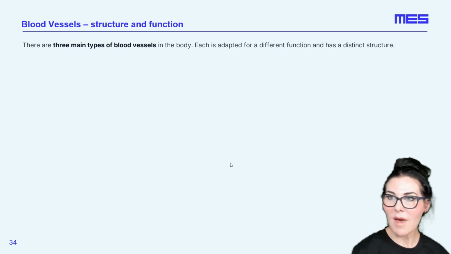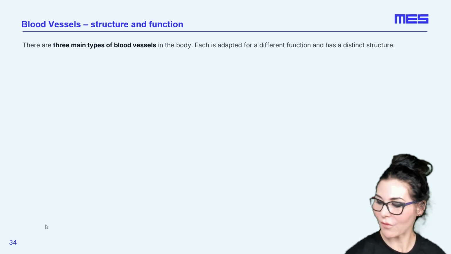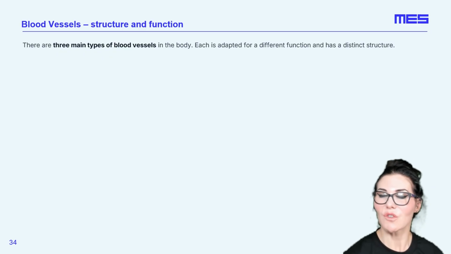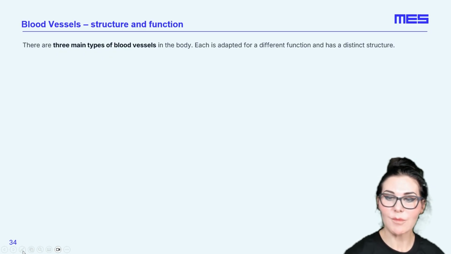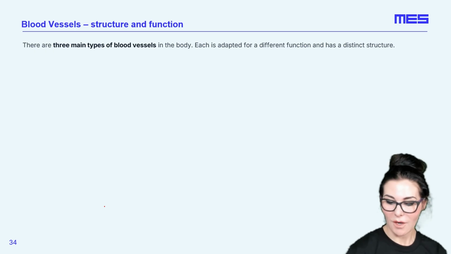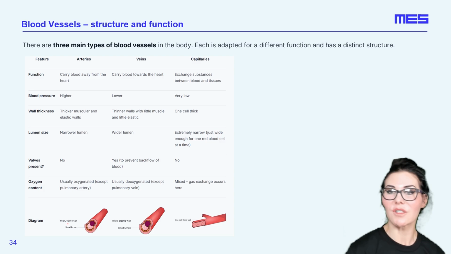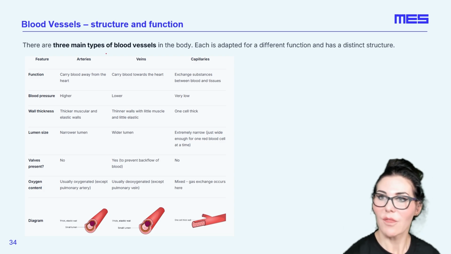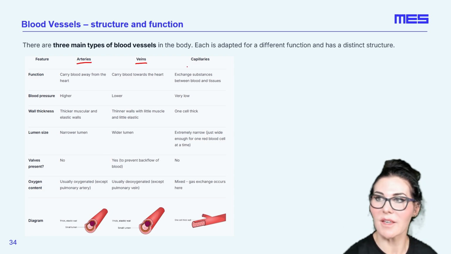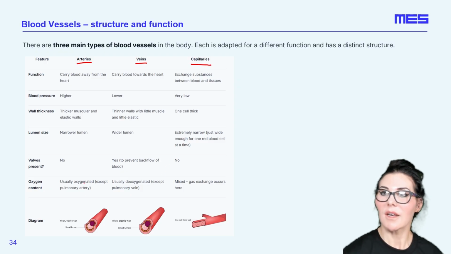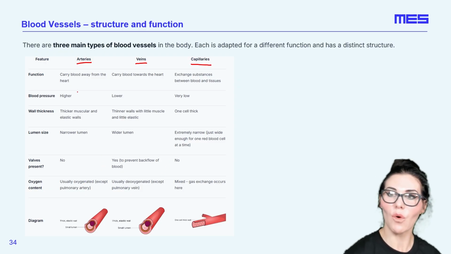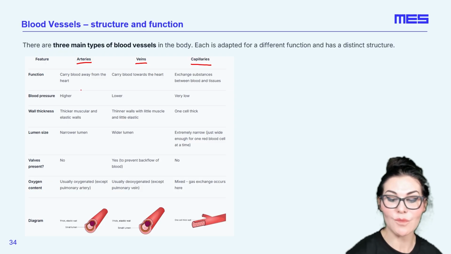There are three main blood vessel types that exist in our bodies, and they all have their own very specific structure, i.e. they are adapted for their own very specific function. Now here's quite a detailed diagram of our different types of blood vessels. The main three: arteries, veins and capillaries. Now the arteries, the veins and the capillaries all have quite different functions in terms of where the blood is flowing to or from, or what's happening to the blood, or what type of blood is in it.